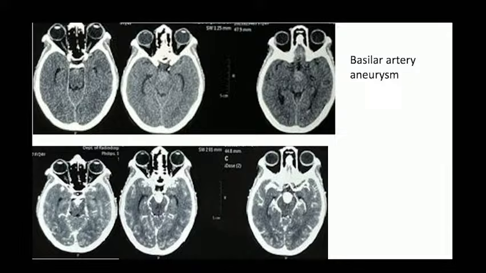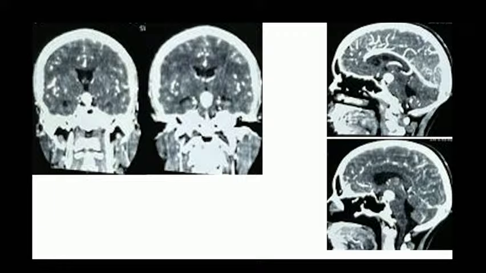This is a giant basilar artery aneurysm. You see this? This is a basilar artery aneurysm. It has actually splayed the peduncles of the brainstem. You can see that. And this is the coronal image, and you can see this is the dorsum sellae. So the neck is a little below the dorsum sellae, and the fundus is expanding upwards above this.